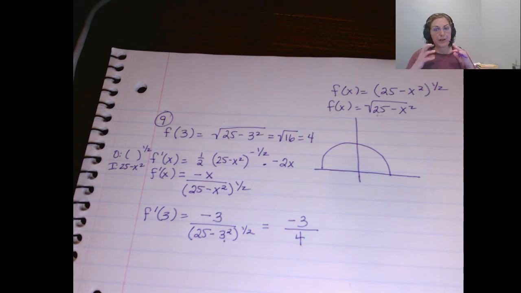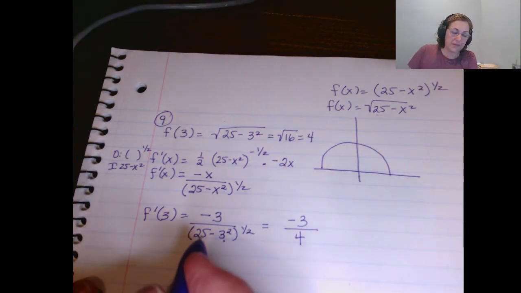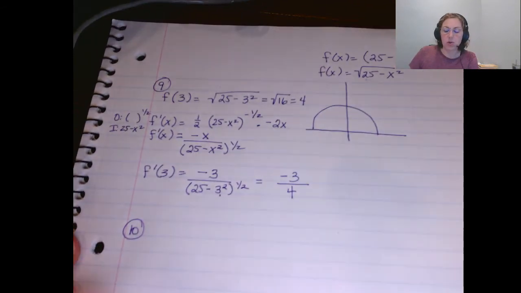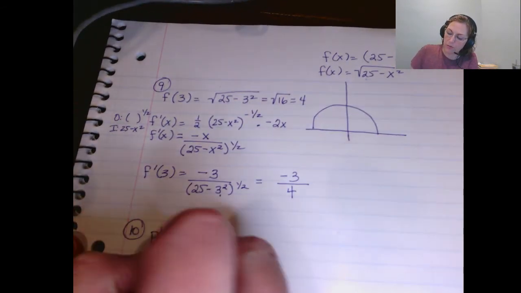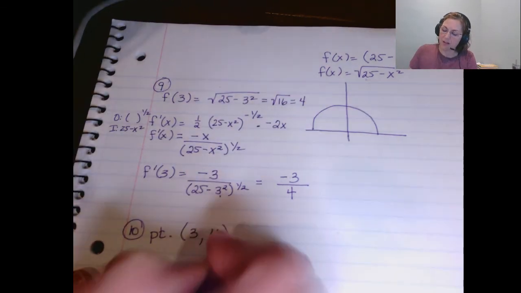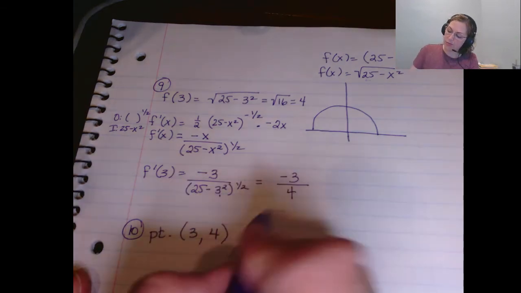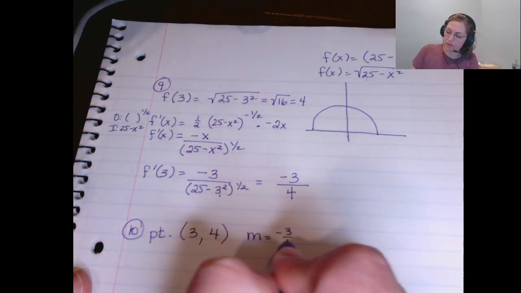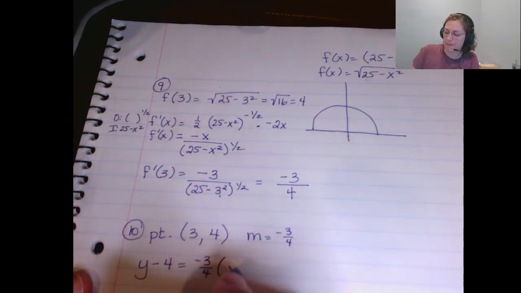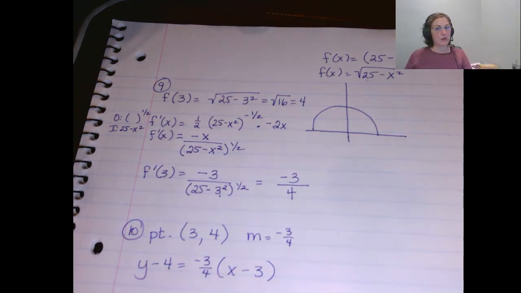Now be prepared on number 10. We're going to use this information to write the equation of the tangent line. So we need a point. So our point was 3, and we found the y value to be 4. The slope of the tangent line was our derivative. That's our negative 3/4. So you can write your equation of your tangent line very easily. You've already done all of the work for it. You just need to package it correctly for number 10.